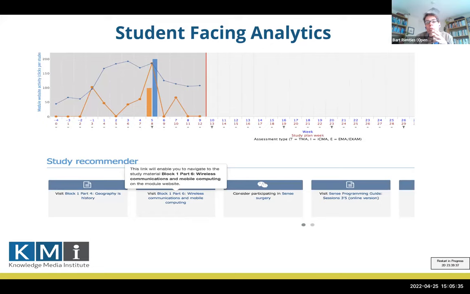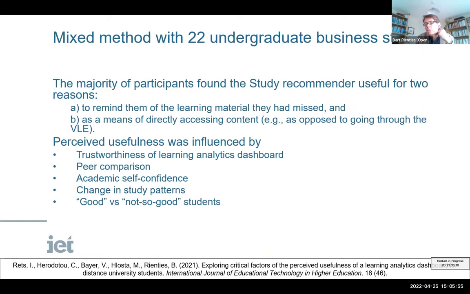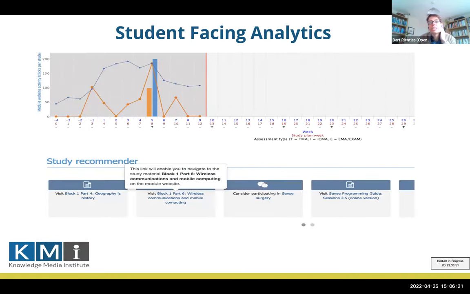So what we're currently exploring is, can we provide some kind of student recommender system to students that you see, for example, here? So it gives students the kind of pathways that we think would be appropriate for that particular student. And some initial results that we just published with 22 undergraduate students, which we basically gave those dashboards, we found that the majority of students found the study recommender system to be useful because it allowed them to remind themselves which learning materials they had missed and which materials they still had to do. And quite surprisingly, it provided them a means of directly accessing the content. So rather than clicking through the VLE continuously, they could just click on Block 1, Part 6, Wireless Communication and Mobile Computing. And they thought that was very, very useful.